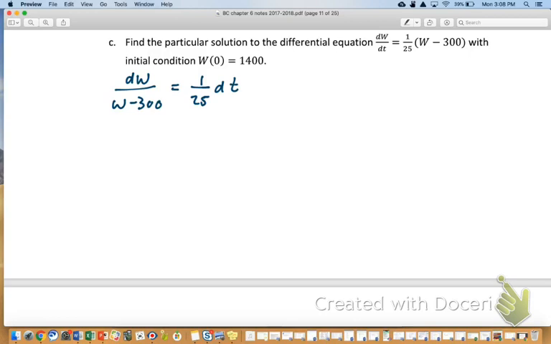So look at yours. Did you bring the 1/25 over there with the w's, or did you leave it over there on the t side, if you will? Initially it was stupid, and I moved it. Oops, and I'm frozen here. Sorry. I had a long day. That's what it should look like, right there. Does this make sense?